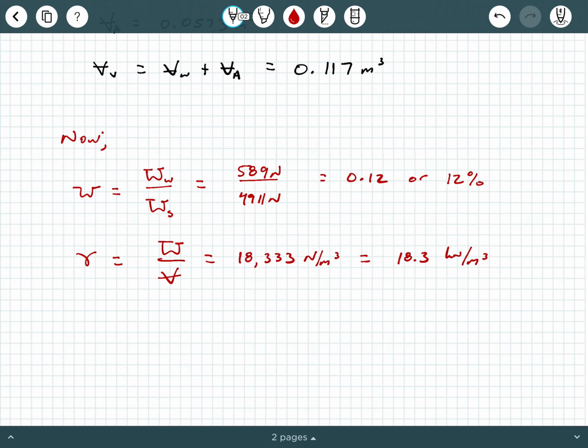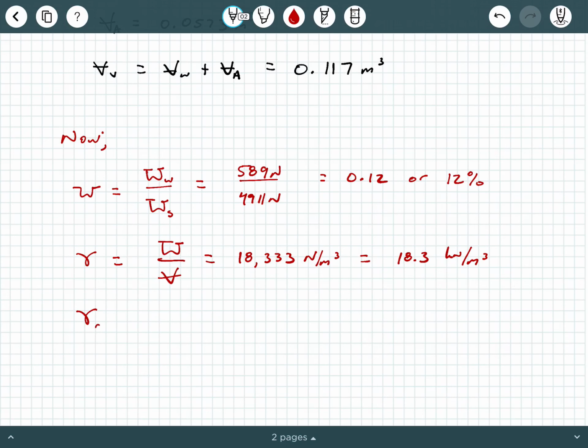Now I do want to remind you, is a kilonewton per meter cubed a kilopascal? And the answer is absolutely not, okay? A kilopascal is a kilonewton per meter squared, which is a stress value. This is not stress, this is unit weight. So you cannot say kilopascal here. You keep it as kilonewton per meter cubed, okay?